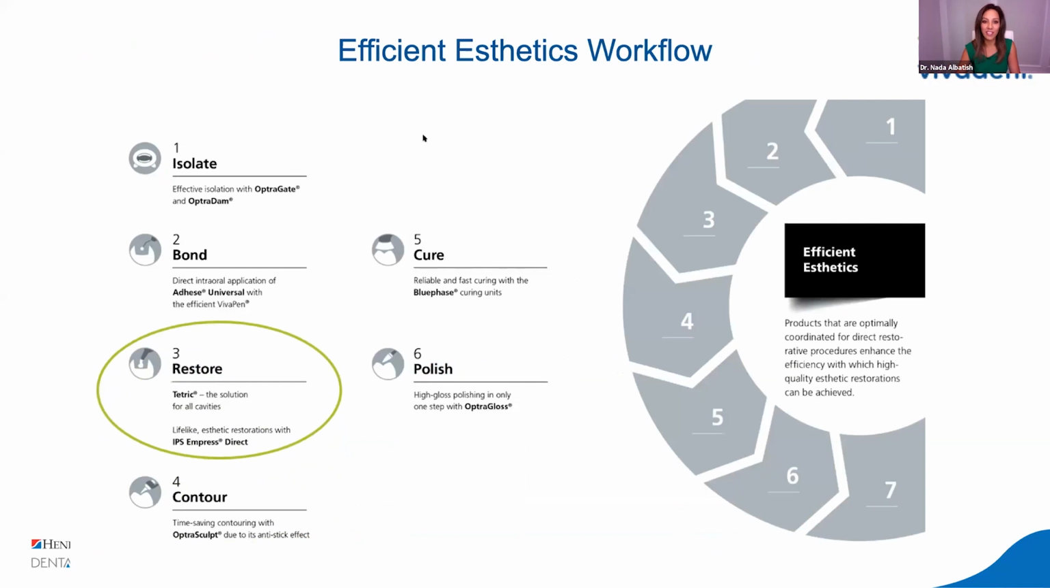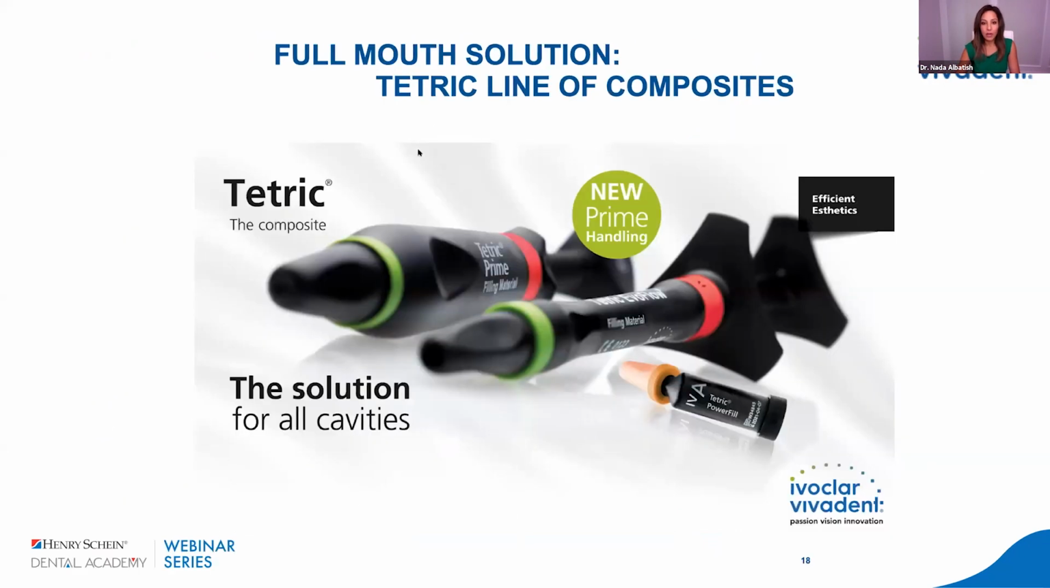The next thing we're going to talk about in our efficient aesthetics workflow is restorations. So our step 3 is to restore with composite. And what I'm going to walk you through today is a full solution for composites, so you don't have to have a million different kinds of composite in your office. This is one universal solution from the Tetric line of composites that I use in my practice predictably, efficiently, with high quality, and it looks good everywhere.